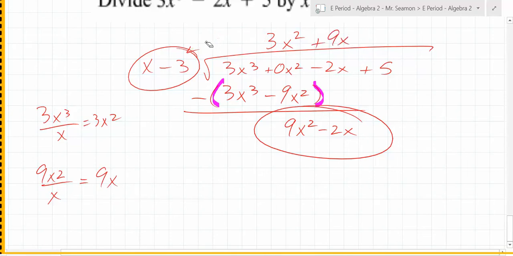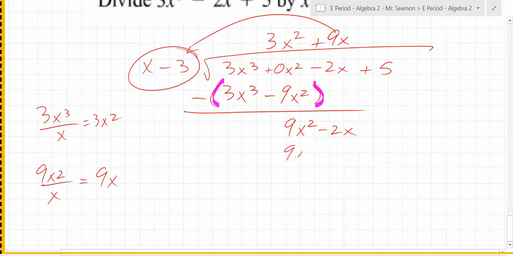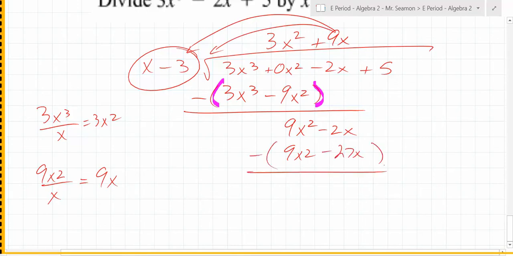You multiply. What's 9x times x? 9x squared. What's 9x times negative 3? Negative 27x. Oh, we subtract this whole thing. 9x squared minus 9x squared is what?